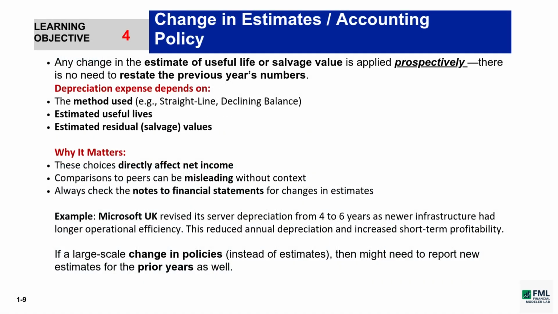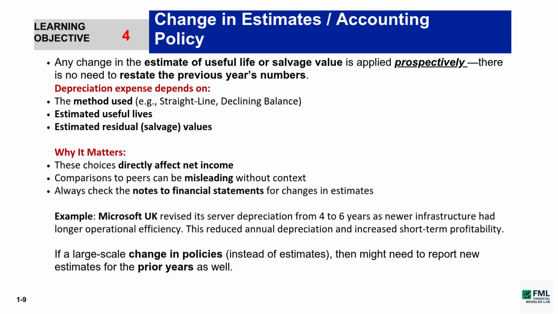Let's now consider what happens when estimates change. Sometimes, a company must revise the useful life or residual value of an asset due to operational or market changes. Such revisions are treated prospectively, affecting current and future periods only. Depreciation expense depends on the method used, e.g., straight line, declining balance, and on estimated useful lives and estimated residual, or salvage, values.